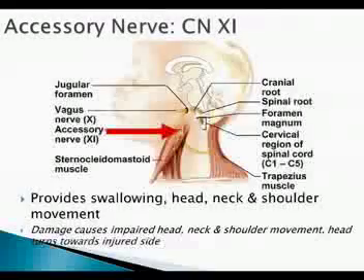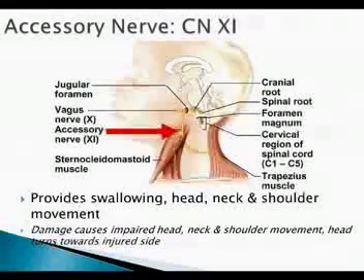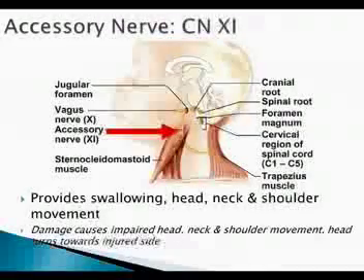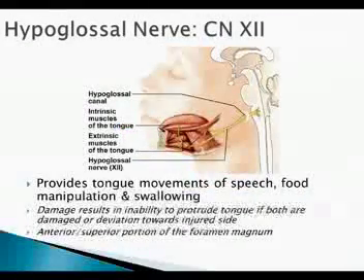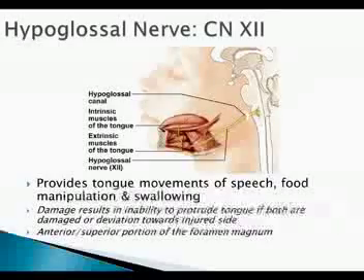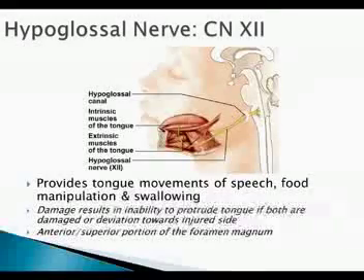CN11 is the accessory nerve, another one that's passing through the jugular foramen, and again, this is going to allow you to swallow and move your head back and forth. The hypoglossal nerve, this is one that's again providing help with swallowing and chewing, but it's also mostly involved with tongue movements. And interestingly enough, compared to the other nerves we talked about, it doesn't go through the jugular foramen. It actually passes through a structure called the hypoglossal canal.